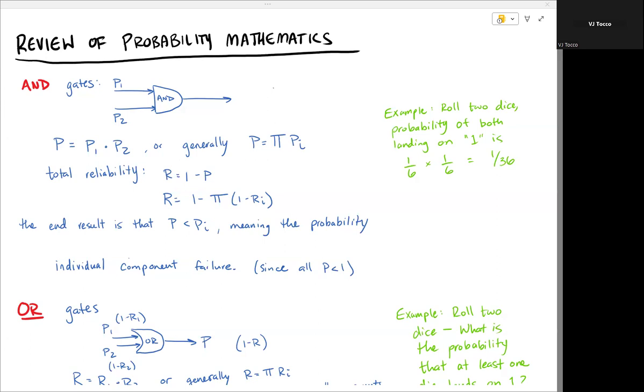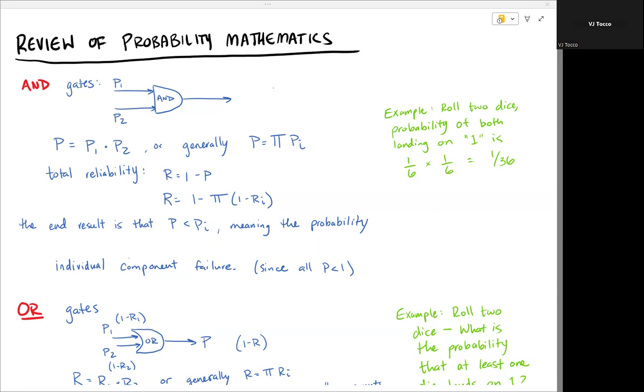The reason why I'm reviewing probability mathematics is because many components in a process are not just single components. The components themselves are made up of subcomponents, and the probability that each one of those would fail would contribute to the probability of the entire piece of equipment failing. So let's start with an AND gate.